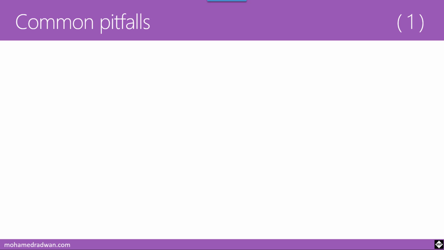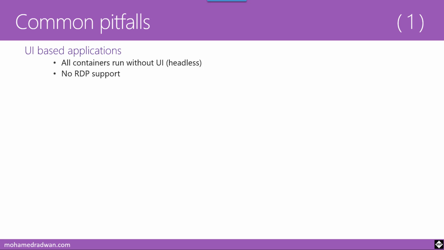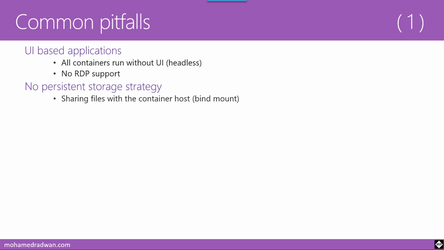So there are some common pitfalls when we work with Docker. The first is UI-based applications. All containers run without UI, which we call headless running. So don't expect that you can have RDP, or remote desktop protocol, for your container, because you can't. For persistent storage, there is no persistent storage strategy for working with containers. It doesn't mean that I don't have persistent storage, but it's not by design. All I can have is some bind mounts or volumes for the container.